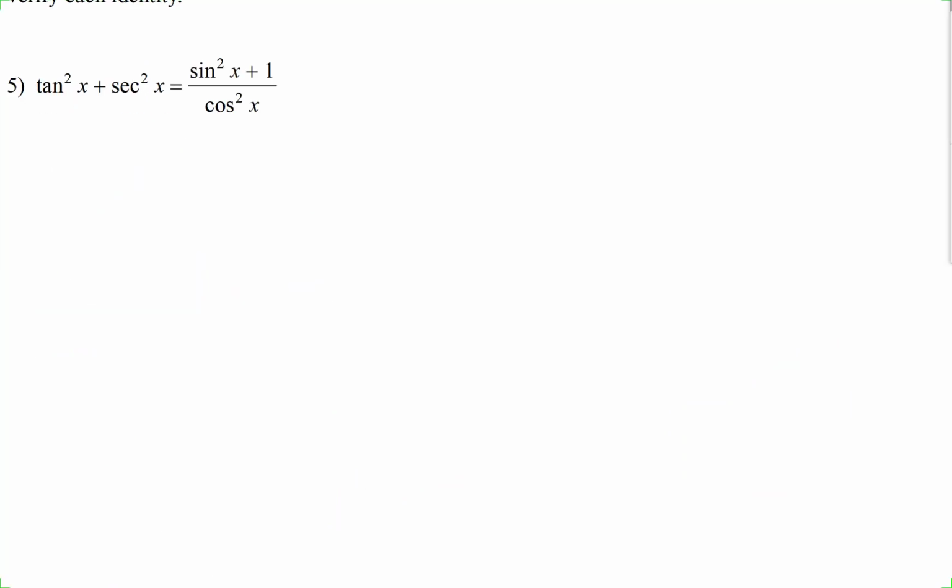Okay, this one looks like it could be complex, but I think this one's going to be simple. Tangent squared is the same. By the way, the biggest tip is to always get things in terms of sine and cosine. And once you get everything in terms of sine and cosine, it's usually pretty easy. So tangent squared is sine squared x over cosine squared x. They're using x's and not thetas.